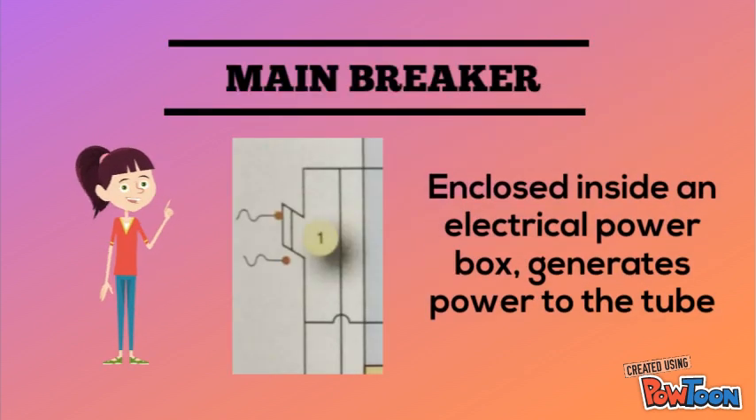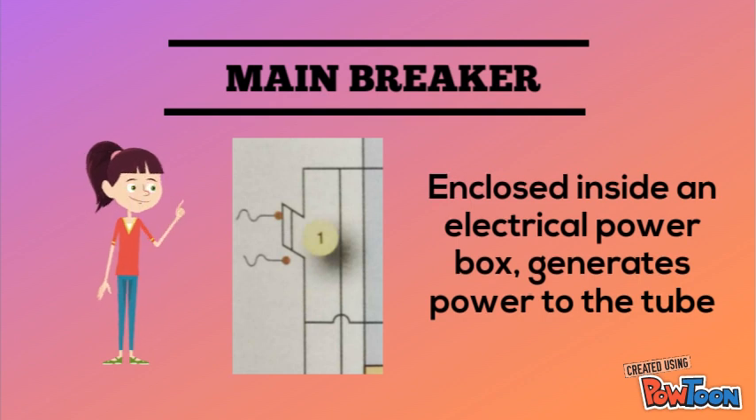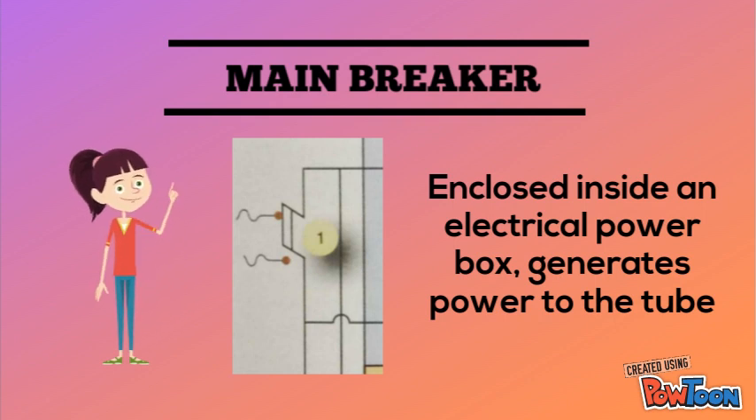The main breaker is where the alternating current comes from the power circuit. It is typically enclosed inside an electrical power box. This is what generates power to the tube.